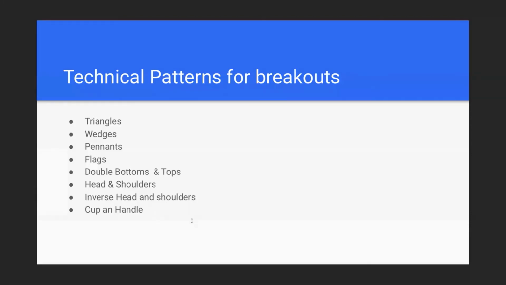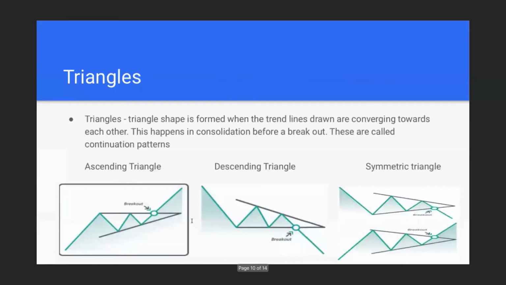Any questions, guys, so far? Okay, moving on. What are triangles? A triangle shape is formed when the trend lines are converging towards each other. Remember I said you can only draw the trend lines between the swing highs and the swing lows. If you see the first pattern, this is called an ascending triangle.